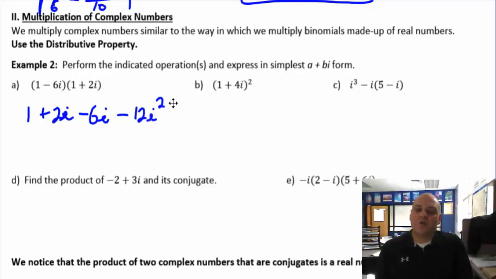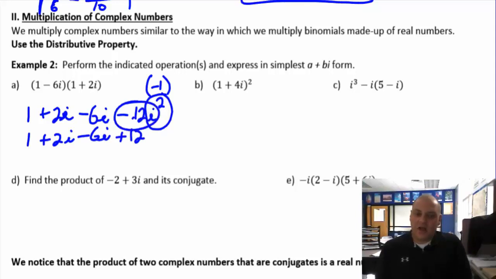Now, i squared, this is going to come up a lot. i squared, we learned, is negative 1. We learned that in our last lesson. So this is a negative 1 here, times a negative 12. This is actually plus 12. So I'm going to write this out: 1 plus 2i minus 6i plus 12. Negative 12 times negative 1 is positive 12. 1 plus 12 combines for 13. And then 2i minus 6i is minus 4i. Just combining like terms. 13 minus 4i.